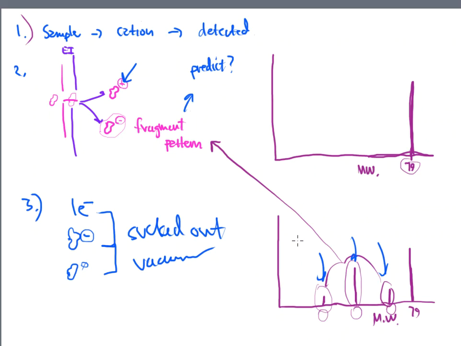And eventually we'll get to that point. But I want you to understand that, yes, you can predict some of these fragments. Yes, you can already understand what numbers will show up on the spectrum before you even inject the sample into it. And we're going to have to learn how to go through some of those processes.